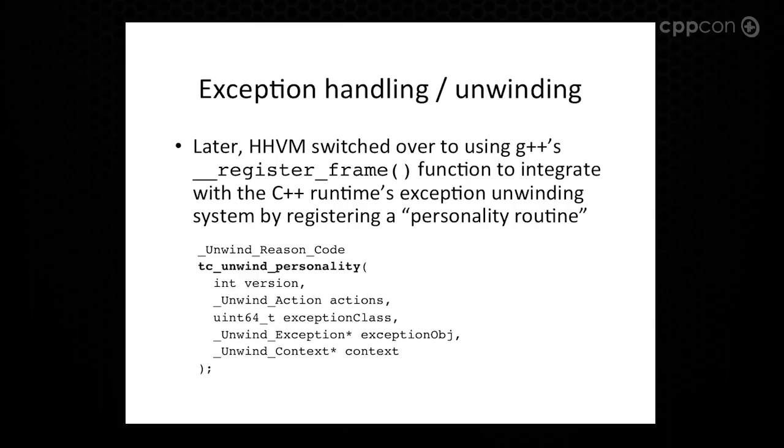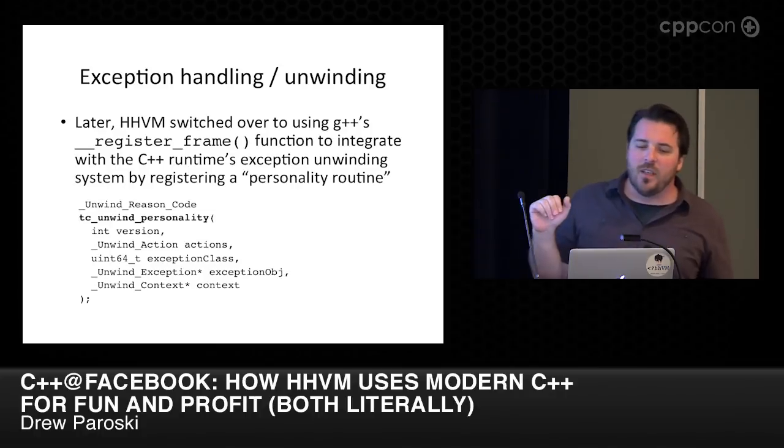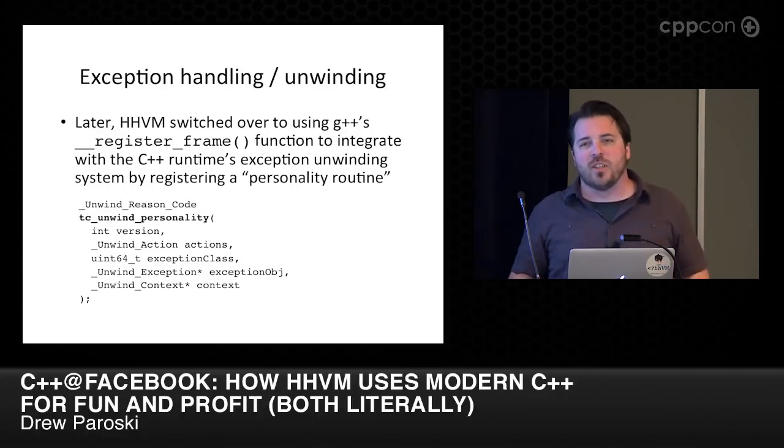Yes, there were bugs and whatever, but it was still great that we could have some basic examples work right away. As I mentioned, that setjmp/longjmp scheme was a little hacky. We eventually refined it. We discovered that G++ offers this __register_frame built-in, or intrinsic, which lets you give information to C++'s exception handling system.